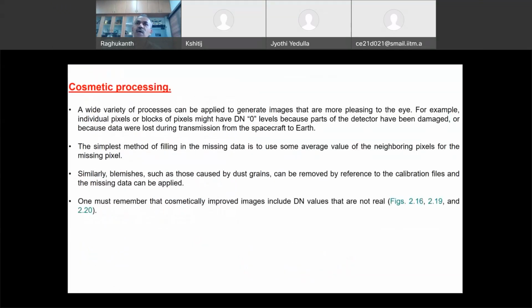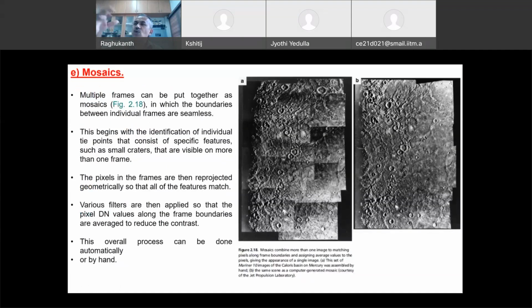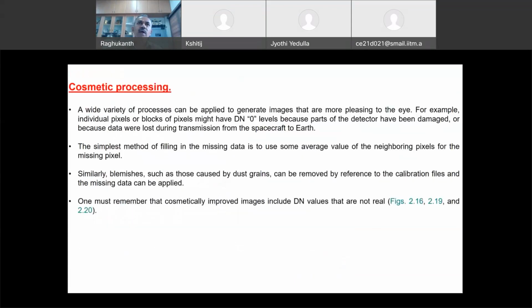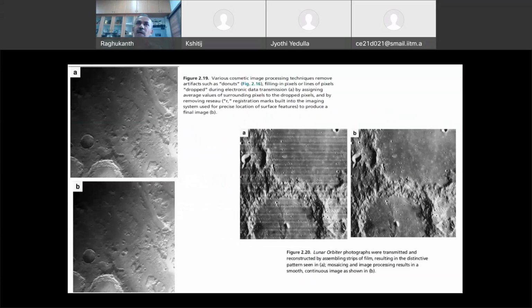Okay, then of course there are so many processing techniques out there. Once the image is done, they process it so nicely that it will convey a geological meaning. These are the cosmetic image processing techniques they talk about. Artifacts, you see the donuts, as I told you, right? The artificial dust on the camera, so many things they try to correct.